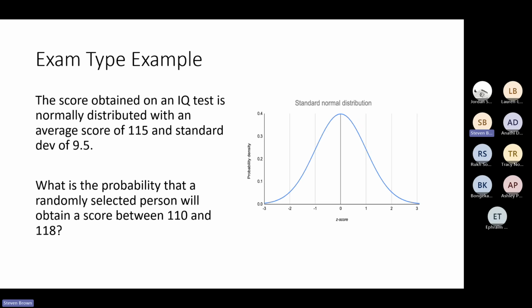So the score obtained on an IQ test is normally distributed with an average score of 115 and standard deviation of 9.5. So class, if you are still unsure about how to differentiate between discrete and continuous, the clue is the fact that they will tell you it is normally distributed. Being normally distributed means it has a continuous probability curve, with an average score of 115. So they have to give you the normally distributed bit, they have to tell you the average, and then they have to tell you the standard deviation as well. Why do they have to tell you all of those things?